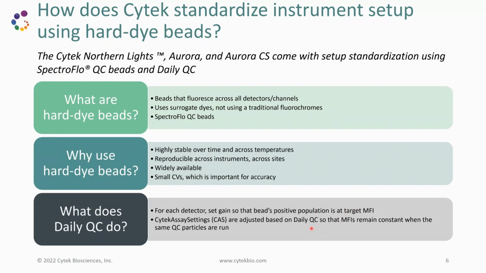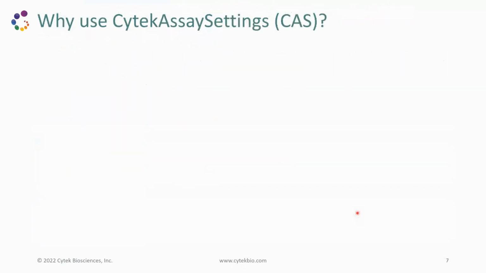And so what that means is that over time, we are going to make sure that our MFIs of any particle that we run within the same instrument are consistent, and that we have a consistent setup from instrument A to instrument B to instrument C, because we're using the same bits and the algorithm is placing them at the same target MFI. So why do we feel very strongly about having these target MFIs, and how were they established?